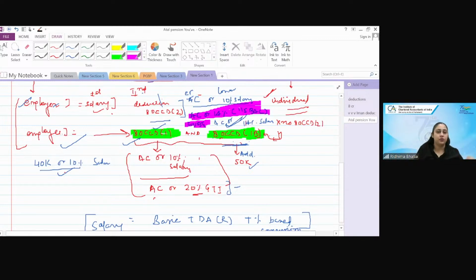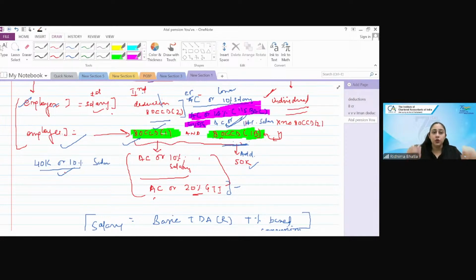Coming back to the assessee's contribution, either he will be contributing as an employee or not as an employee but as an individual. When he is contributing as an individual, the deduction under 80CCD subsection 1 is the actual contribution or 20% of gross total income. When he is contributing as an employee, the deduction under subsection 1 is the actual contribution or 10% of salary, whichever is lower.